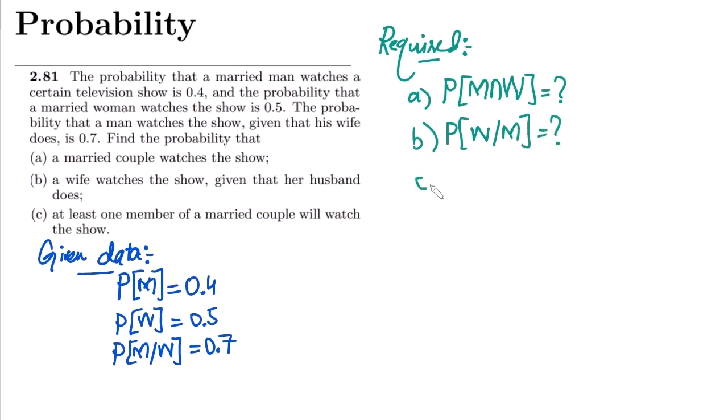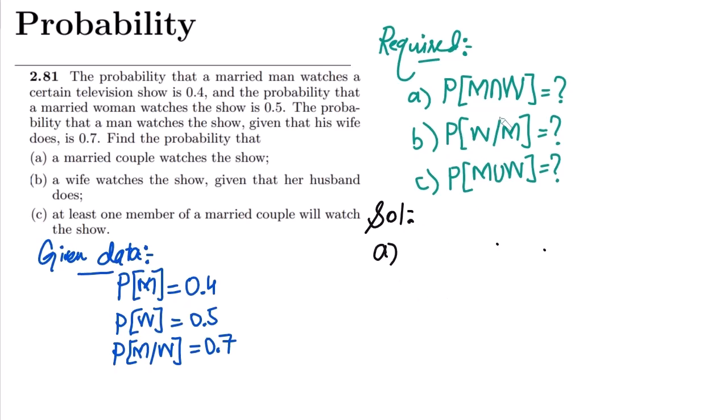And in C, at least one member of a married couple will watch the show. So this is the OR statement in which male or female should watch the show. Therefore I have to find out the probability that male or woman will watch the show. Okay, so these are the things which are required. Now, in order to solve them, this is the solution.